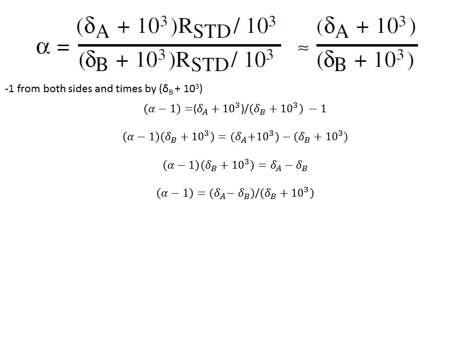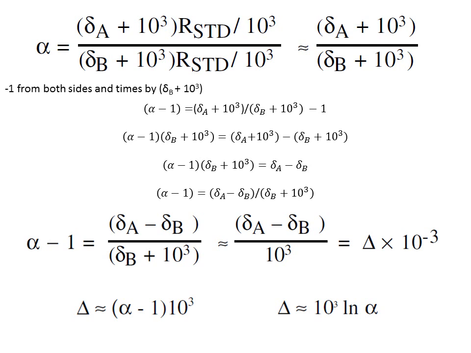Now, delta values are quite often close to 0. It's very rare to have a delta value more than, say, 10. What this means is that delta B plus 1,000 is actually quite close to 1,000. So we can simplify that. All I've done is say that this number here is very close to 1,000, which gives us this equation here.